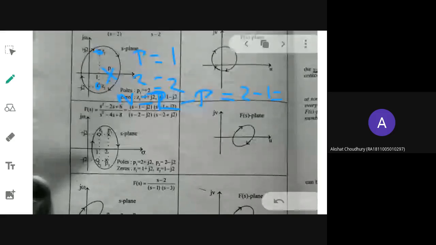So how many encirclements are you having around the origin? 1. So will the nature of the encirclement be clockwise or anti-clockwise? Because zeros are dominant, it will be clockwise. Okay, that is the case.